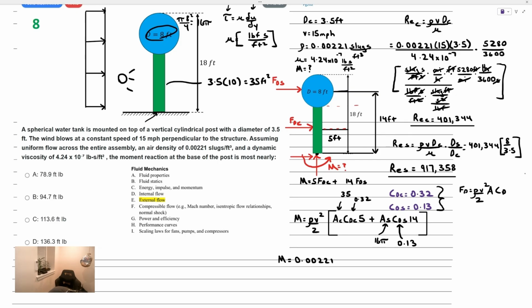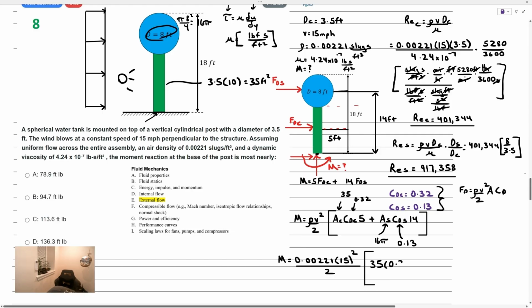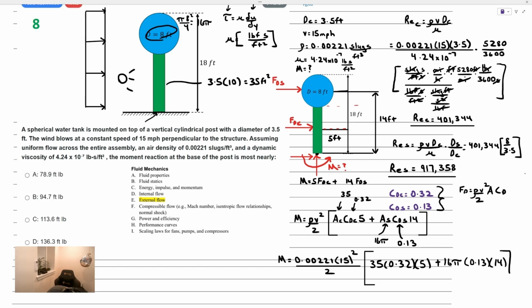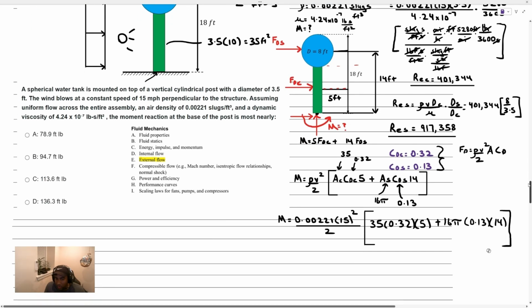0.00221 slugs per cubic foot multiplied by 15 miles per hour squared divided by 2. And if we plug in to our relationship, 35 times 0.32 times 5 plus 16 pi multiplied by 0.13 multiplied by 14. And this is going to be our answer. We just have to make sure that our units are going to work out.